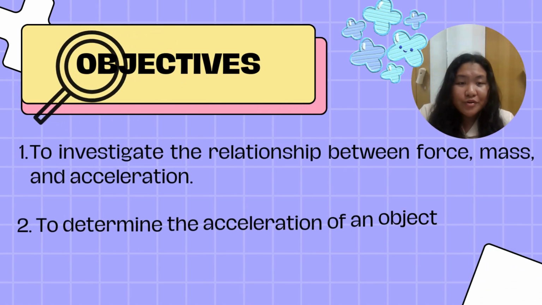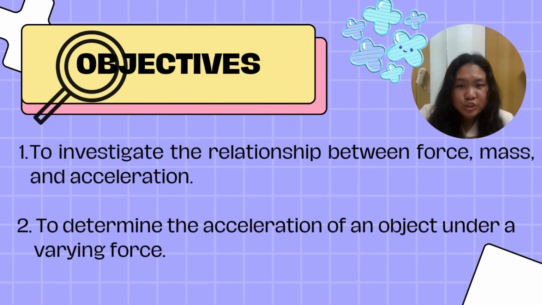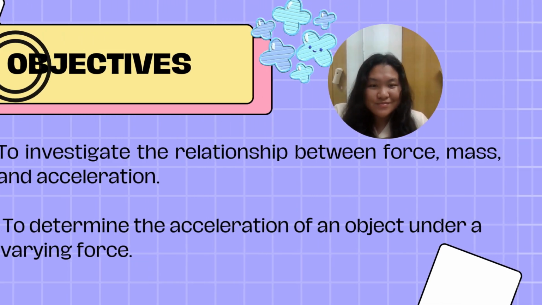Our objectives in this experiment, linear motion, are: 1. To investigate the relationship between force, mass, and acceleration. 2. To determine the acceleration of an object under a varying force.